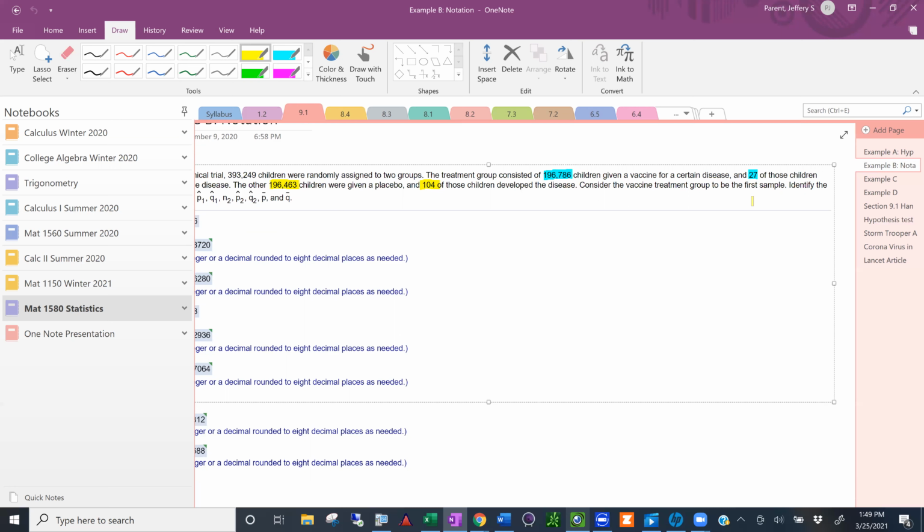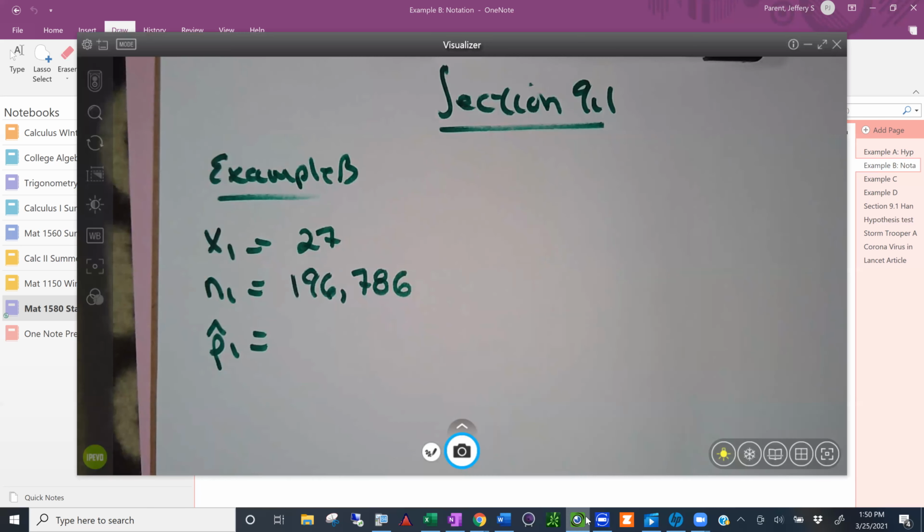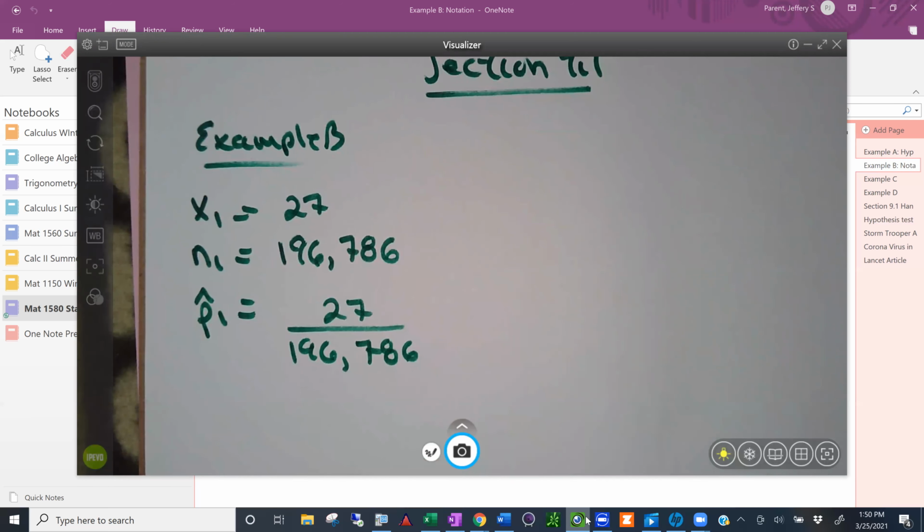So n1 is going to be 196,786. And then x1 is going to be 27. And that gives me p hat 1, which is 27 divided by 196,786. If you take out a calculator, you can calculate that probability is 0.0001372.